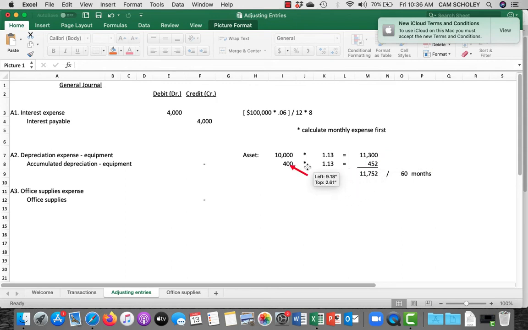The $400 installation cost, and that has taxes on it as well, so $452. So our total asset is $11,752. And just like up here when I said calculate the monthly expense first, I recommend it for assets as well. So if you divide by 5 years of the asset, that's 60 months worth, and then you will get what your monthly amount of depreciation is.